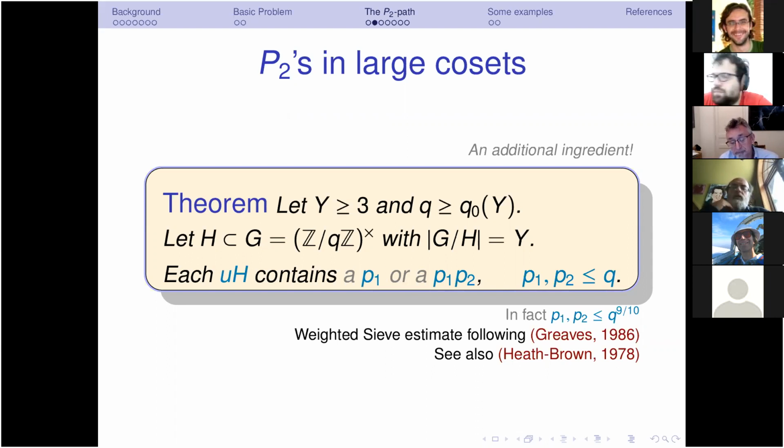So the level of distribution that you get using these arithmetic progressions somehow beats what you get with an individual one. Yes. So what is the trick for that?